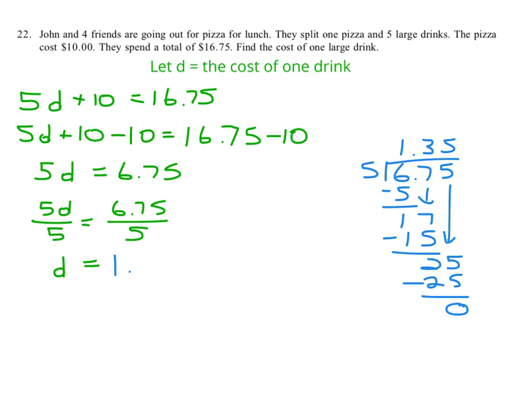And we say the units are dollars. Okay. And I will type this out then. The cost of one large drink is $1.35.